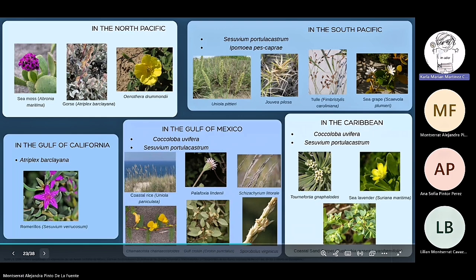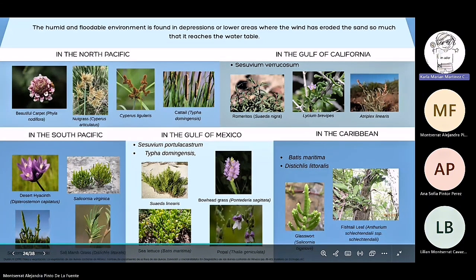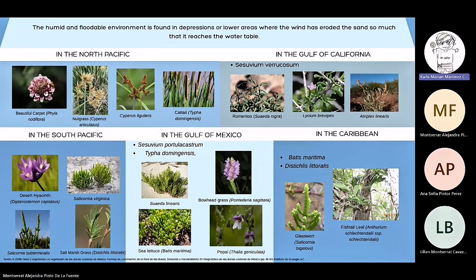Now, the humid and floodable environments are found in depressions and lower areas. In the North Pacific, there's beautiful carpet. We also have the nutgrass. In the Gulf of California, we have romeritos and Aldrich linares. In the Caribbean, we have glasswort and fig leaf. In the Gulf of Mexico, we have sea lettuce and bowhead grass. In the South Pacific, we have desert hyacinth and salt marsh grass.